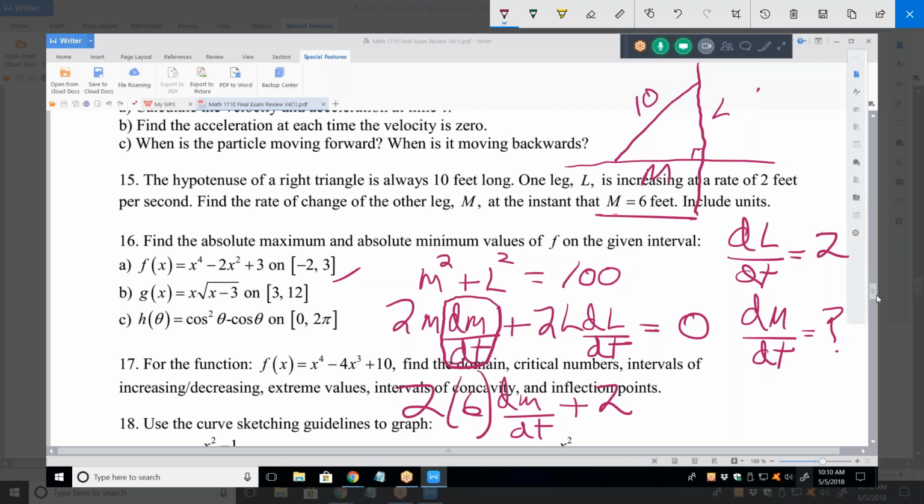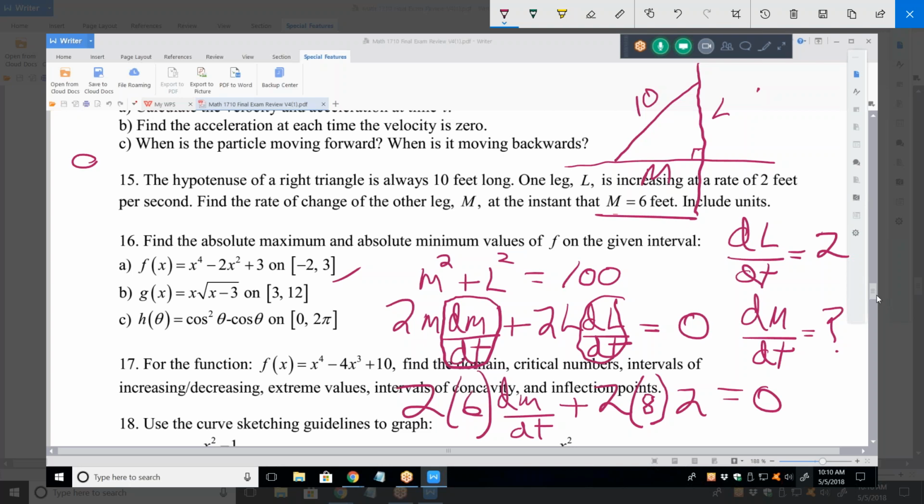Eight. Okay, so that's what L is. Notice they didn't give us L, but we can always solve for L because we know two sides of that right triangle. And we know dL/dt is positive 2. Now we can solve that.